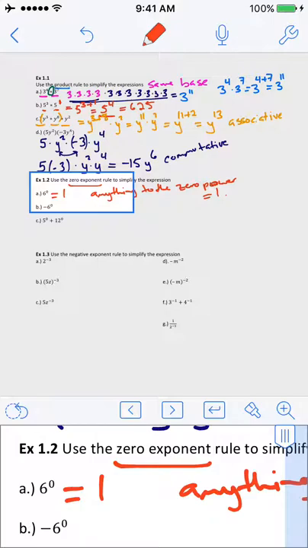So anything to the 0 power, anything, 6 to the 0 power is equal to 1, 5 to the 0 power is equal to 1, a million to the 0 power is equal to 1, x to the 0 power is equal to 1.